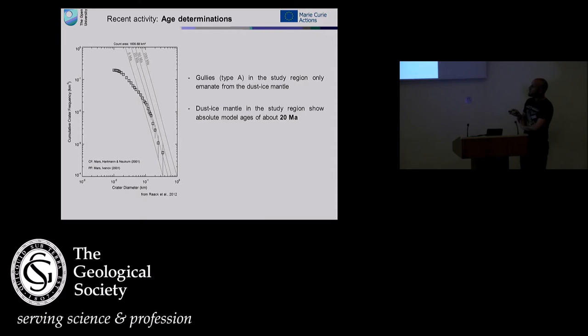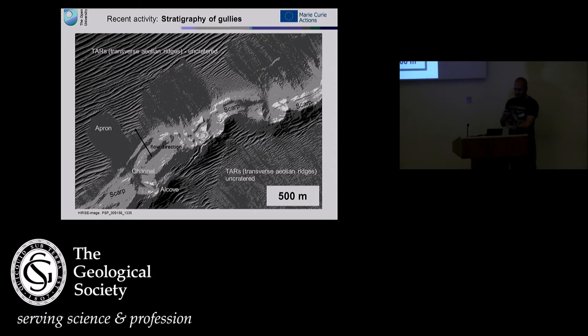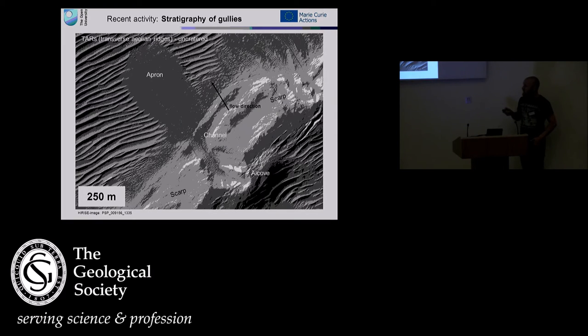Furthermore, we found some other interesting stratigraphy. This here is a scarp from a kind of glacier-like feature in this area. We have a lot of ripples or ridges which are completely uncratered, even on high-res images. And on this graph you can see a lot of gullies flowing to the north. I will zoom into this here because this is the interesting part.